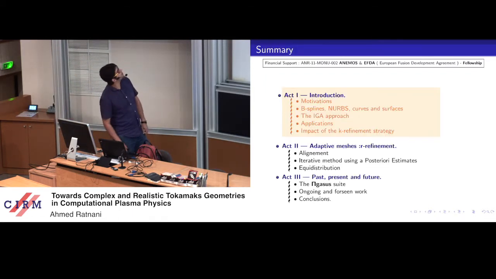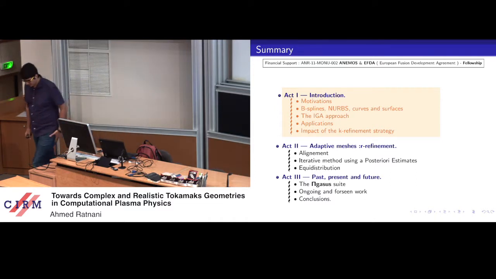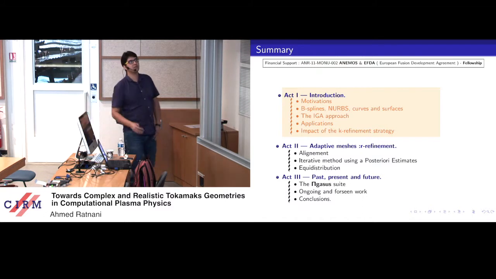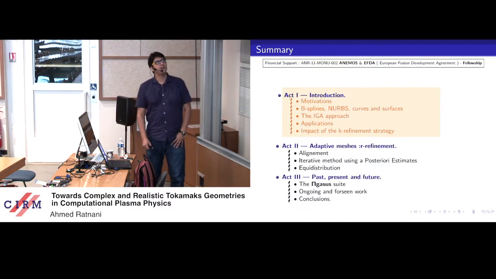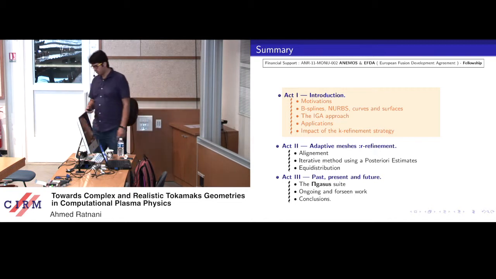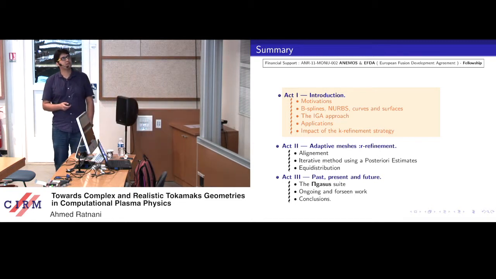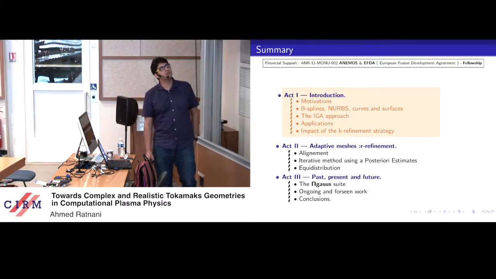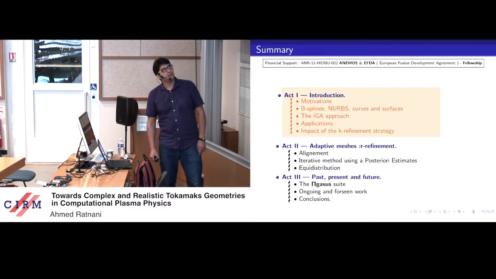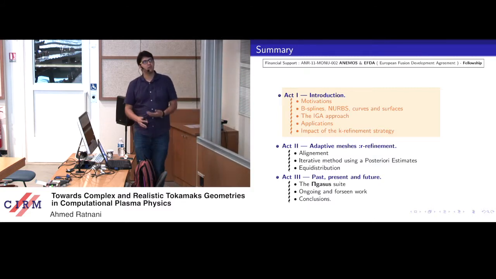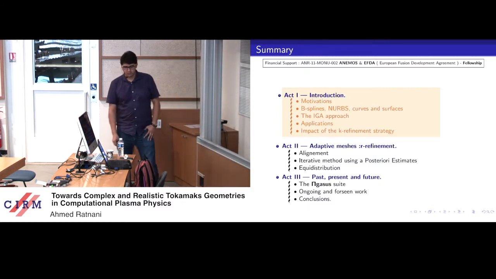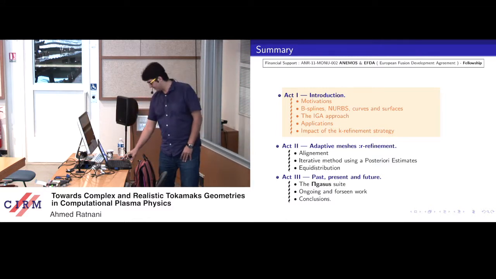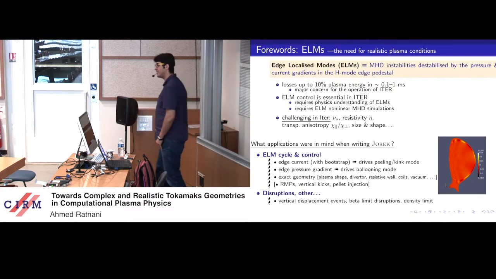Okay, so we'll start with the motivation of this work. I will talk a little bit about B-splines, NURBS, curves, and surfaces as CAD tools. Then I will present the isogeometric approach. I will give some applications and talk a little bit about this new refinement strategy, which is called the k-refinement. Then we will talk about adaptive meshes, including the alignments and the equidistribution meshes. Okay, so let's start with the motivation of this work.